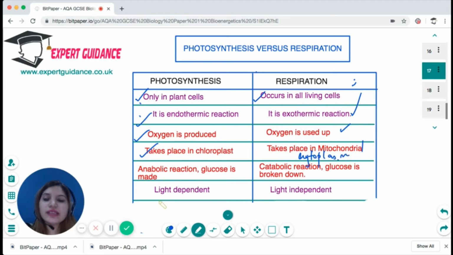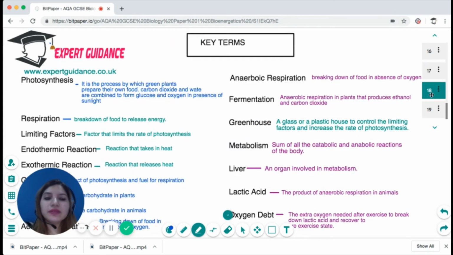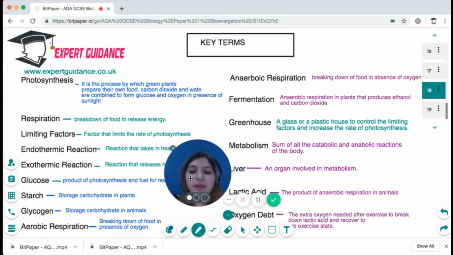Photosynthesis is an anabolic reaction where glucose is made. Respiration is a catabolic reaction where glucose is broken down. Photosynthesis is dependent on light. Respiration is not that light dependent. Okay, so I hope this topic is clear to you.